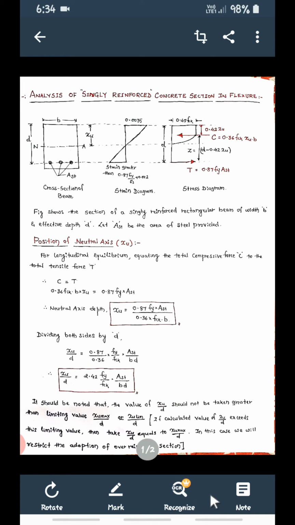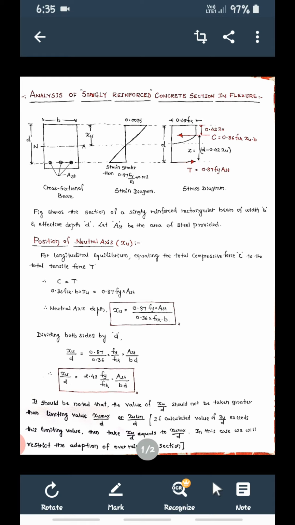So yesterday we have seen the different diagrams, that is a stress strain diagram for concrete and a stress strain diagram for the steel. And what is the maximum compressive stress in the concrete, and what will be the maximum stress in the steel bars. Now let us start with the very important session of this RCC, right?